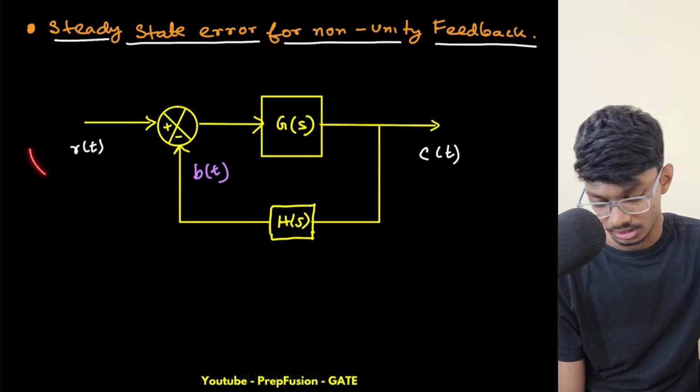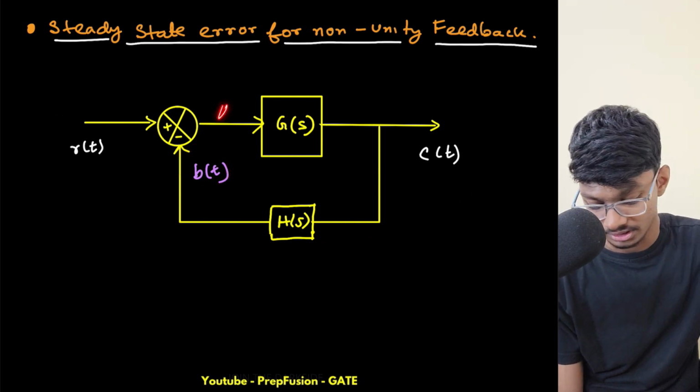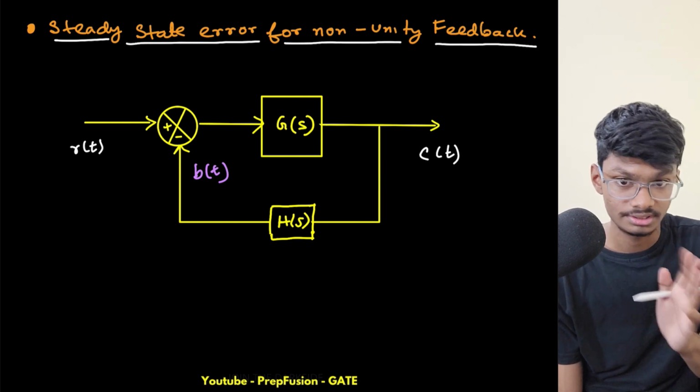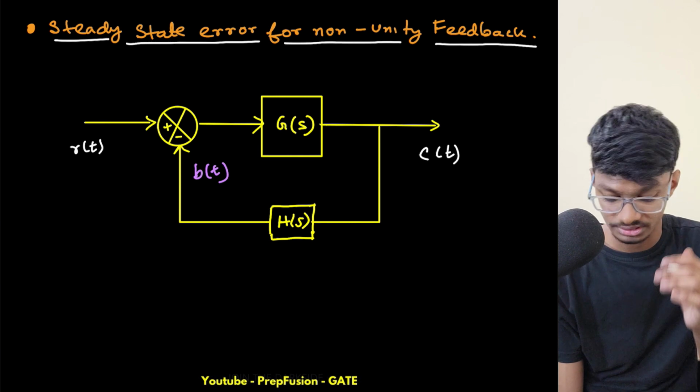Now this is my block diagram. This was my actuating signal, and this was my actuating error, but we are not interested in the actuating error. We're interested in the steady state error signal. Now what is the error signal? How will you proceed when you have non-unity feedback and you need to find the error?